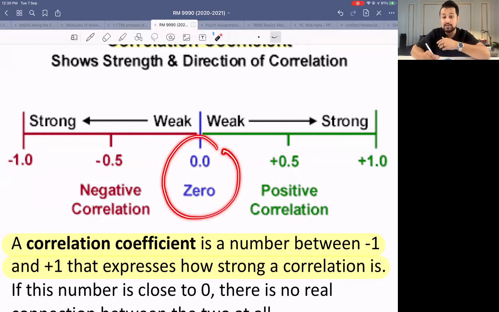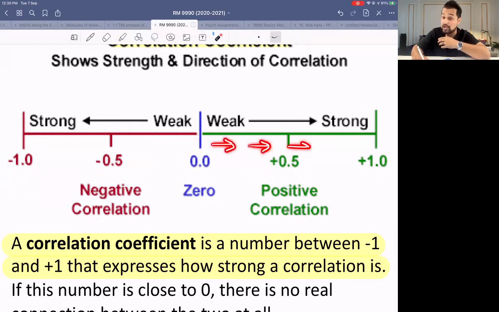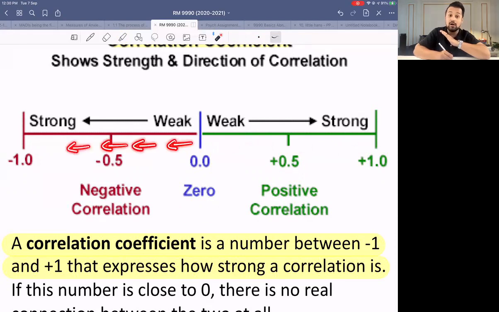Okay. The more your value increases from zero, the stronger your positive correlation becomes. On the other hand, the more your value decreases from zero, the higher the chances of you having a strongly negative correlation. Okay.